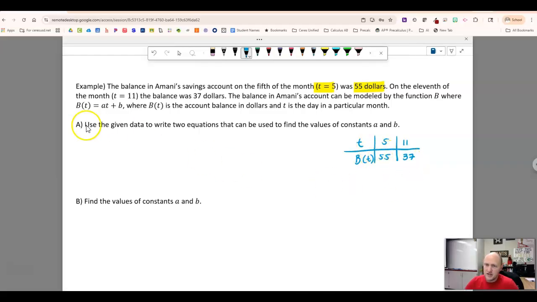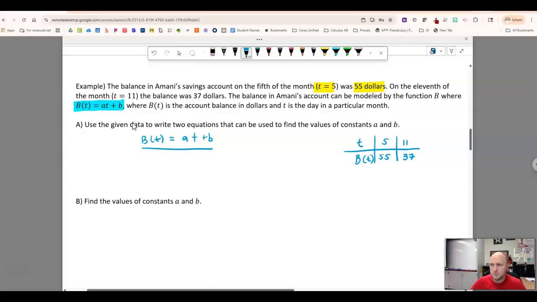Okay, so they say use the given data to write 2 equations that can be used to find the values of the constants a and b. And so here's the function that we're going to use. B of t equals at plus b. So B of t equals a times t plus b. And so all you're going to do is just plug in this information.